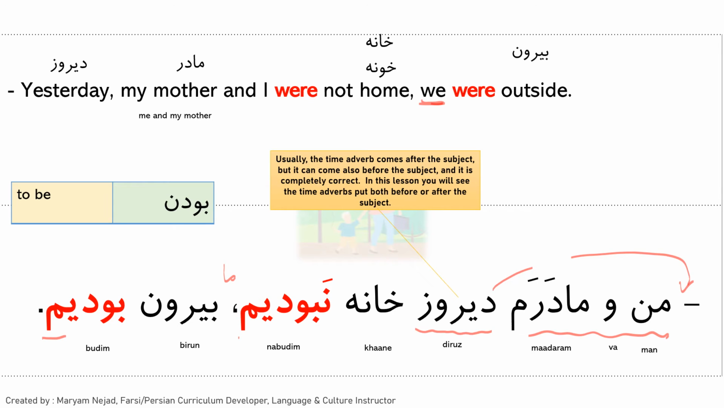And now let's go over the informal of the sentence. So خانه in the informal language we said is pronounced خونه. And then also the conjunction va in the informal language, we don't pronounce it anymore, but instead we put a short vowel o on the letter before the conjunction. So this sentence in informal language is going to read as من و مادرم دیروز خونه نبودیم. بیرون بودیم.